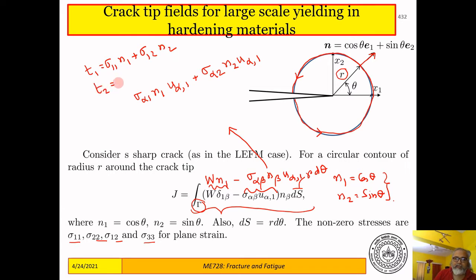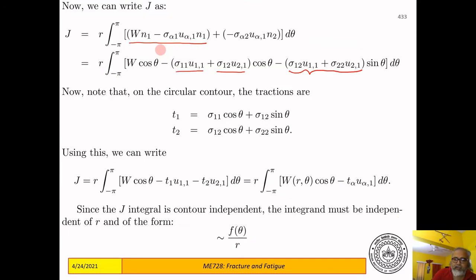T2 is sigma 1 2 n1 plus sigma 2 2 n2. n1 is cos theta, n2 is sine theta. So I can write T1 and T2 in this form, and then I can replace these terms with u1 comma 1. So this term with u1 comma 1 and this term with u1 comma 1, sigma 1 1 cos theta plus sigma 1 2 sine theta, that is my T1.